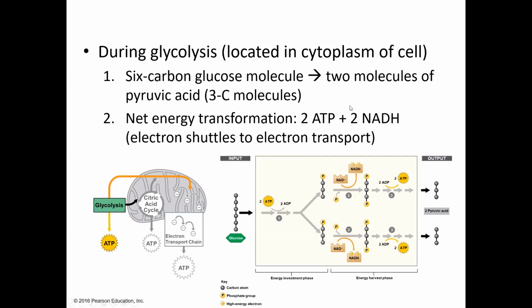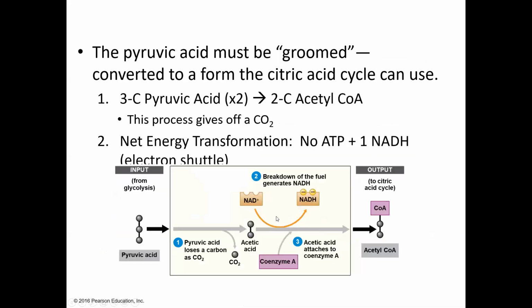Now, in addition here, we also have 2 NADHs. This is really important. So NAD is an electron or hydrogen acceptor. This is known as redox, oxidation reduction reactions. We're going to go from NAD to NADH. The H, of course, stands for hydrogen. So NAD to NADH. Now, from here, the pyruvic acid has to be groomed, in other words.